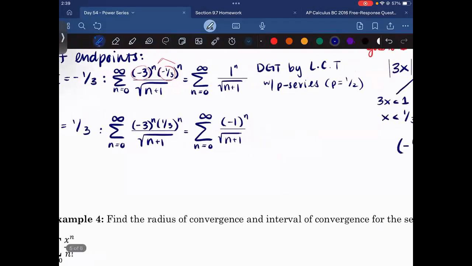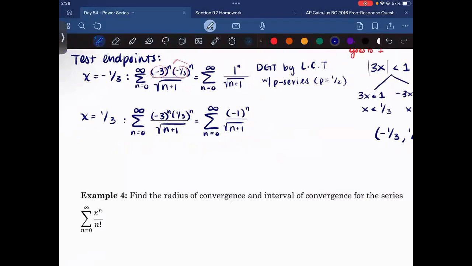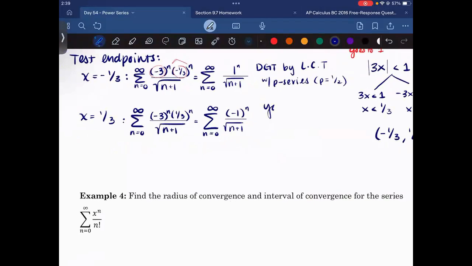And then right now, on a separate sheet of paper, you should test this yourself. I'm going to just give you the answer, but you should do this, because the answer is going to be convergent by the alternating series test.